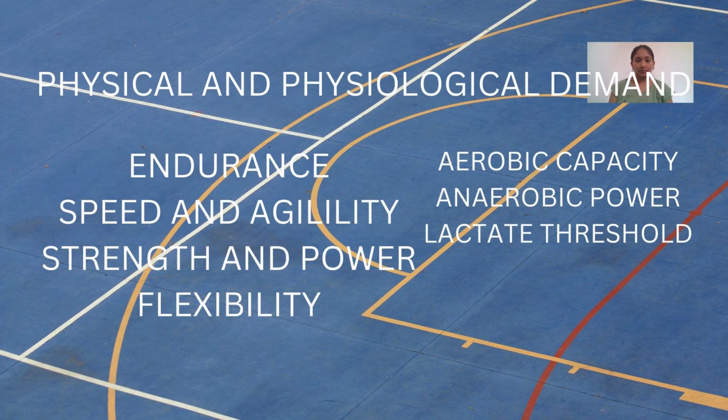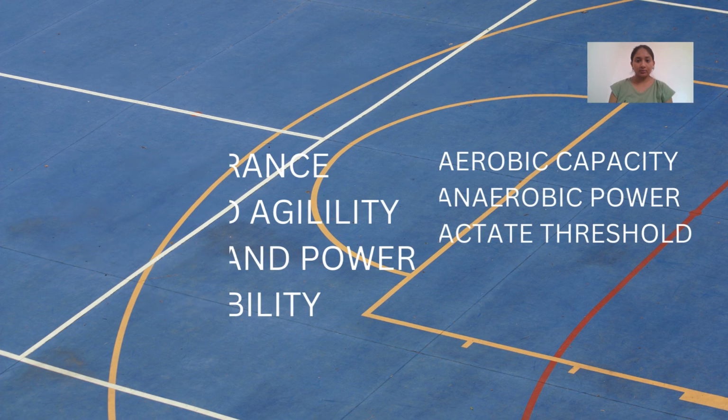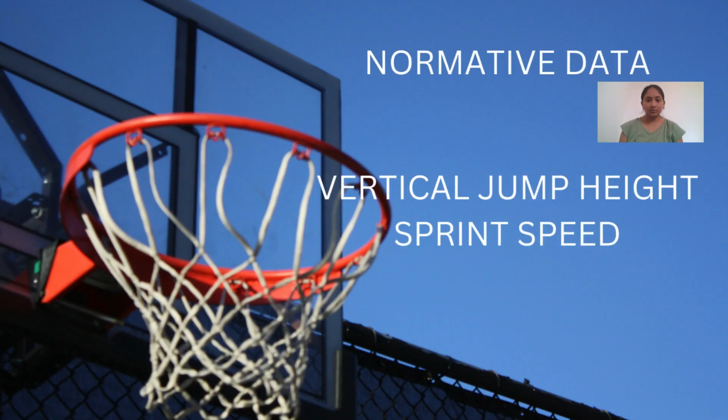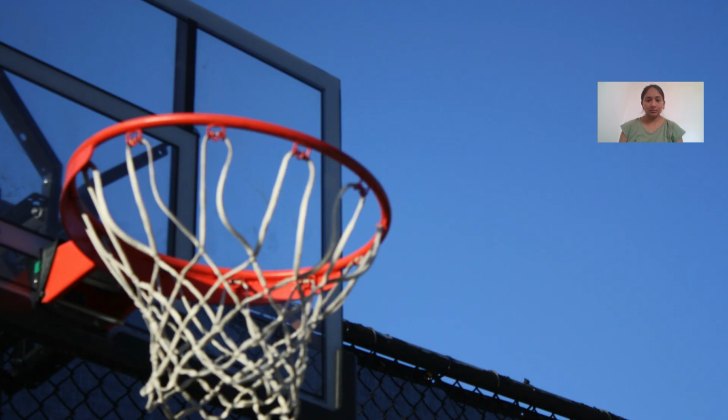Physiological demands. Aerobic capacity: sustaining energy levels throughout the game. Anaerobic power: quick bursts of maximal effort in sprints, jumps, and intense plays. And lactate threshold: endurance near the lactate threshold for prolonged high-intensity efforts. Normative data. Vertical jump height varies by playing position, with guards typically exhibiting higher vertical jumps. Sprint speed depends on position, with guards being faster than forwards and centers.